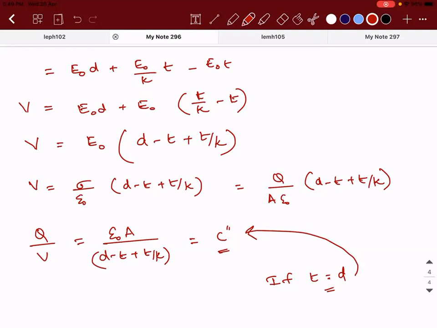If T is equal to D, take this and substitute in this expression and tell me what is the value. Is that not the expression we got in the previous case? Right, so this is what you will get.